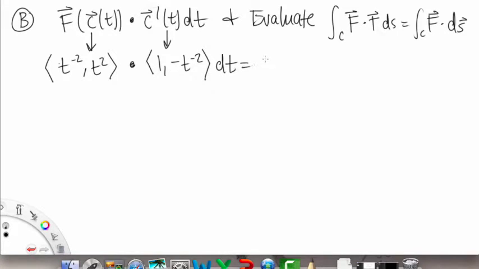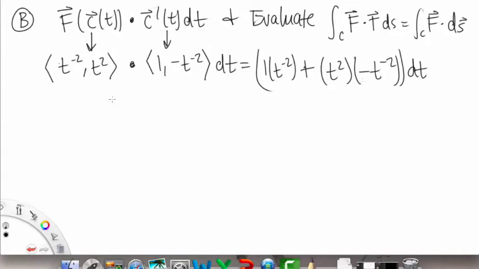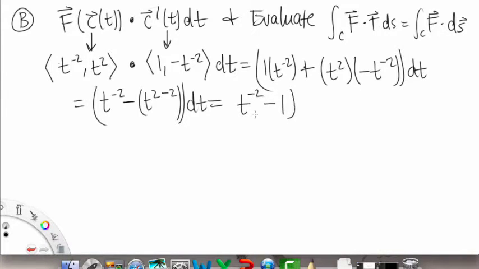When we dot this, we multiply the first components, so that's 1 times t to the negative 2, plus t squared times negative t to the negative 2, and all of this times dt. This equals t to the negative 2 minus t squared times t to the negative 2, which is t to the negative 2 minus 1, all times dt. Okay, so that was the first part.